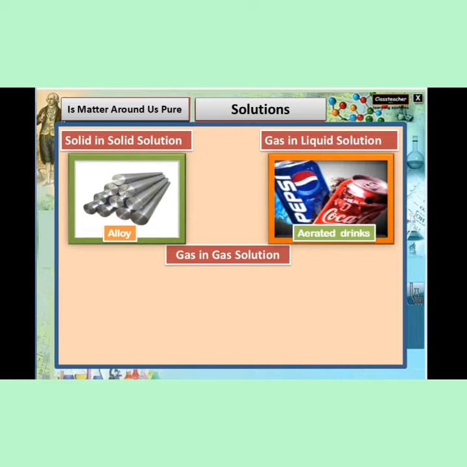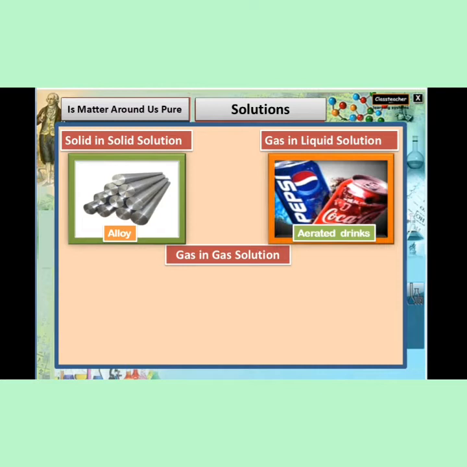For example, brass. Brass is made up of copper and zinc. Both copper and zinc are metals and both are solid. So this is an example of a solid in solid solution. Now, in the case of brass, the amount of zinc is less, so that will be the solute, and the amount of copper will be around 80%, and that will be the solvent.